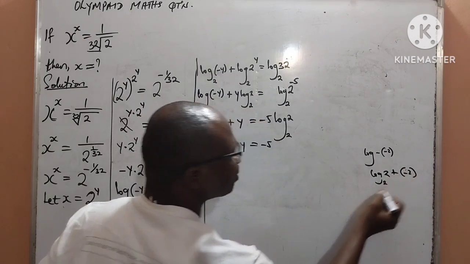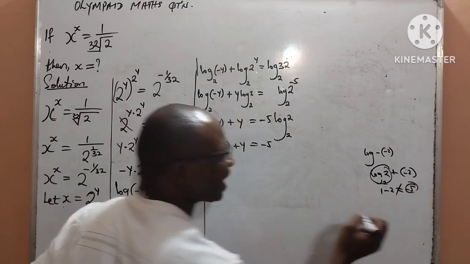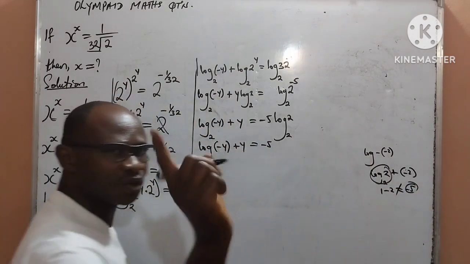With this is base 2. So this is 1 minus 2. It is not equal to minus 5. Therefore, minus 2 cannot work.